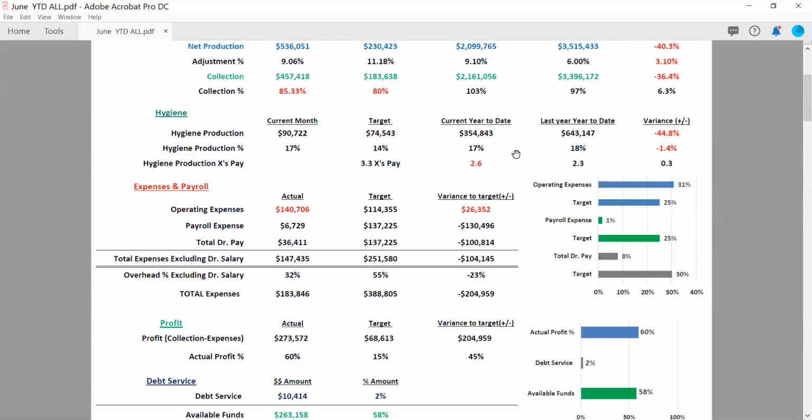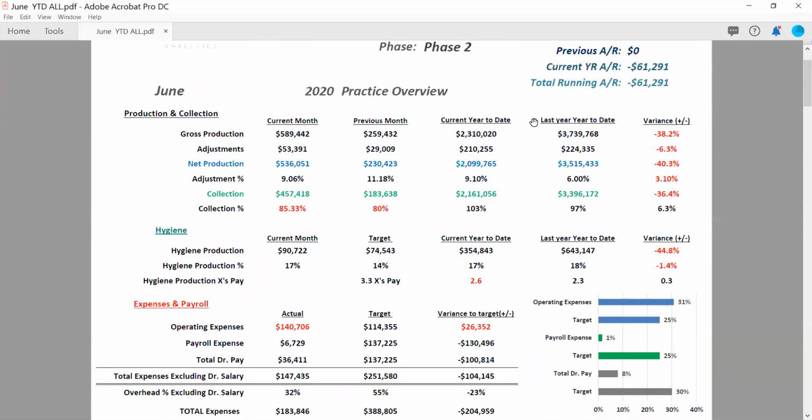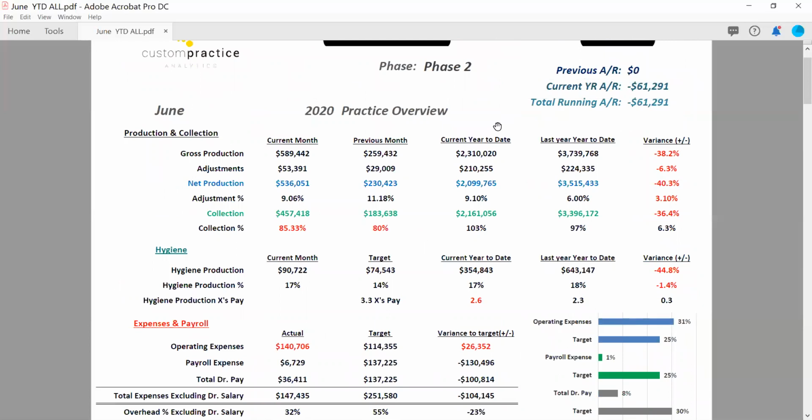So again, a high level look at the practice. This is the overview report. One thing I can point out, this AR up here in the top right, I got some questions on that. And that's basically year-to-date AR.